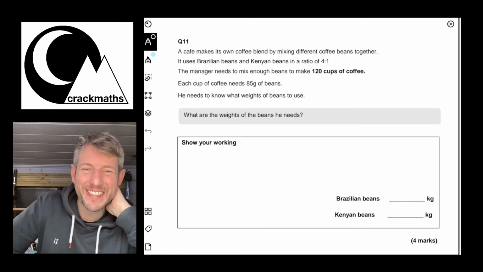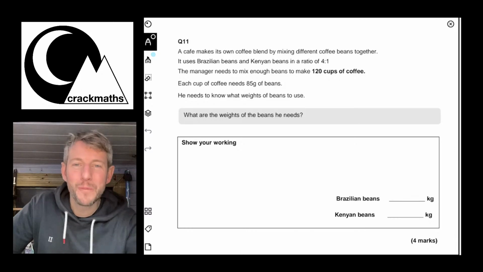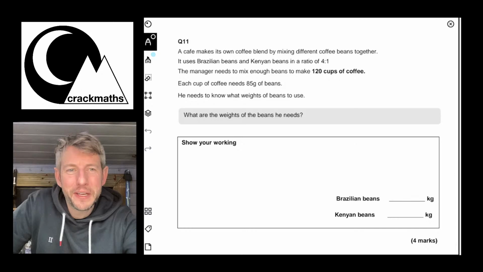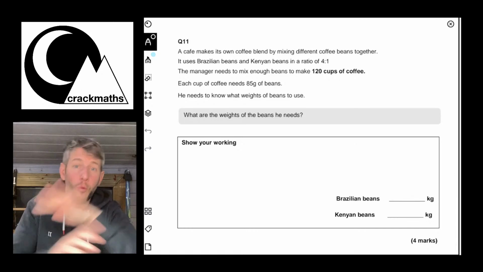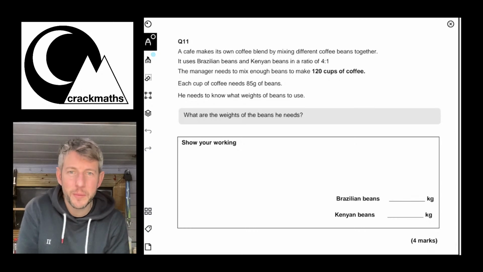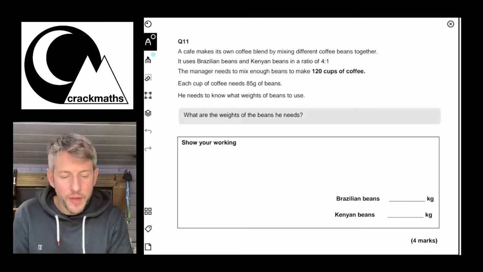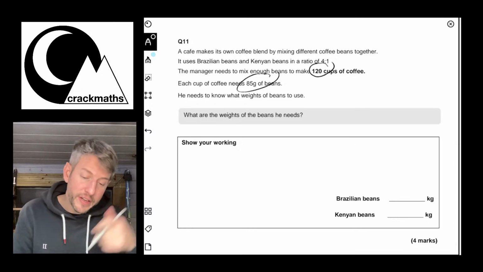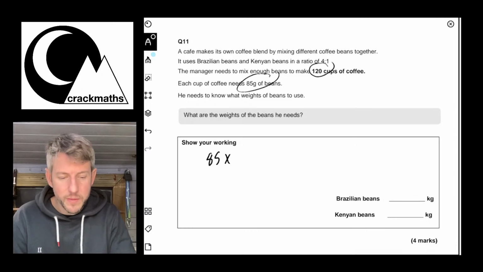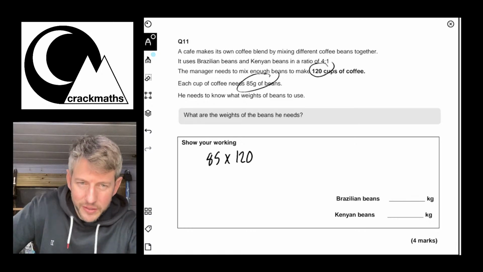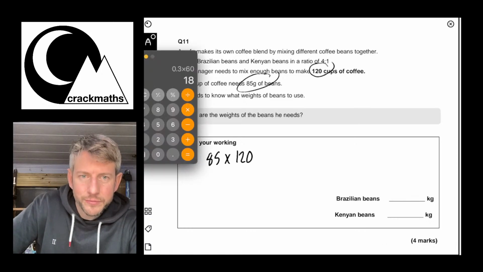It's always, whenever you read these questions, there's always something to think about. So the first thing that I'm going to think about here is what is going to be the total weight of all of the coffee altogether. So I know that we've got 120 cups of coffee, and each cup of coffee needs 85 grams of beans. So I'm going to do 85 times 120 to find out the weight of the coffee. Okay, so let's get the calculator out.